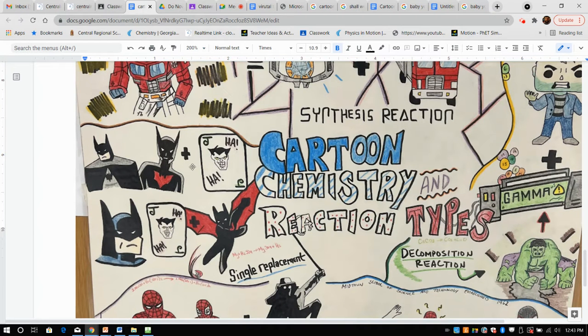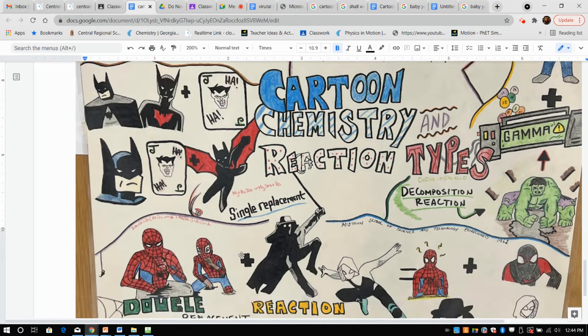In this one, they're showing a single replacement. You have regular Batman, Batman Beyond, plus the Joker card here. It swaps it out, and we have Batman and Joker, and then Batman Beyond is getting the boot. So they label it single replacement. Now, there's one thing missing that I will show in my little example. What is good here is they have a balanced chemical reaction of that type. This is a single replacement reaction, and it is balanced as is.